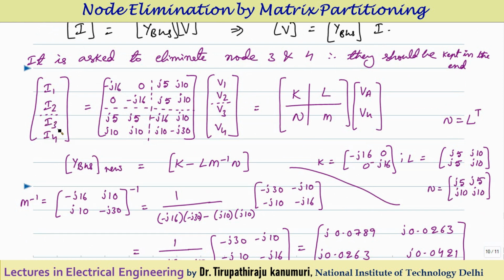Let us assume they ask to eliminate node 1 and node 2. So what you have to do? Remove node 1 and node 2 from here and keep them at the end. The remaining you can do by shuffling and adjusting accordingly. So I want to keep only these two nodes and eliminate these two nodes.